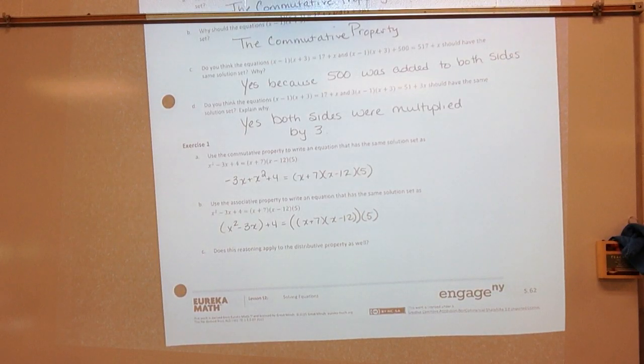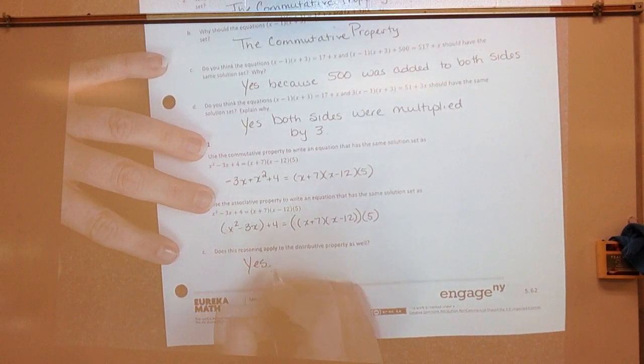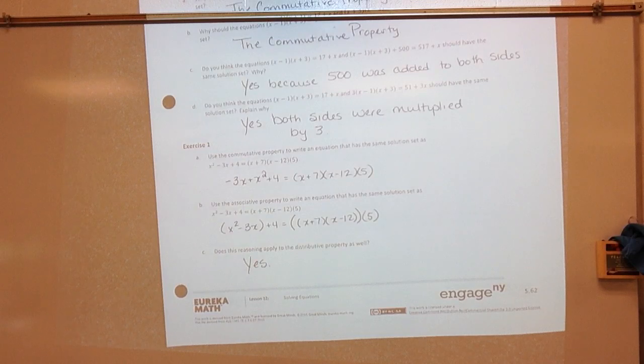Okay? Does this reasoning apply to the distributive property as well? In other words, if I do the distributive property on both sides, is it going to matter? Yes, it applies to the distributive property. Okay? Yes, it applies.